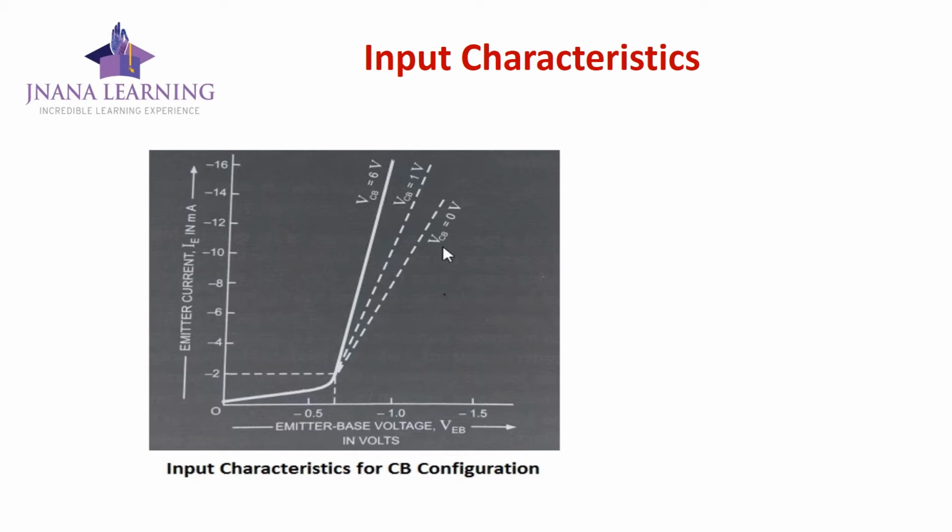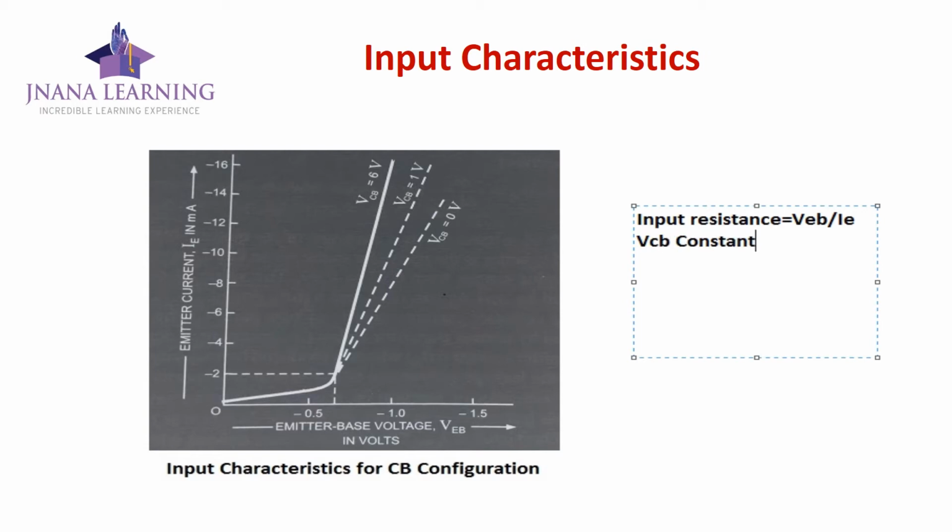From the input characteristics we can find the input resistance of the transistor, which is given as the reciprocal of the slope of its input characteristics. Mathematically, the input resistance is equal to the change in emitter base voltage, delta VEB, divided by the change in emitter current, delta IE. One thing to note is that this is for a constant value of collector base voltage: delta VEB by delta IE gives the input resistance.